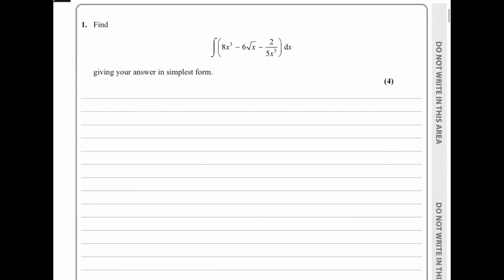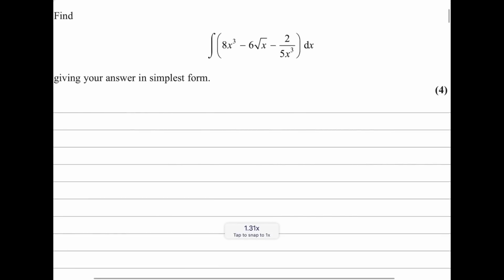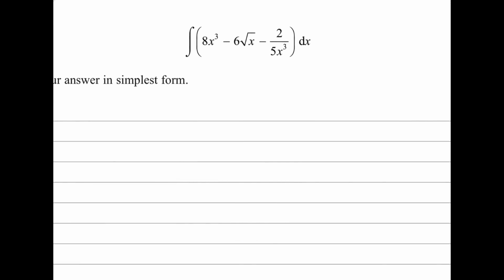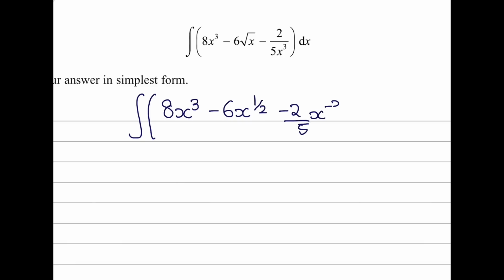Alright, the first question is an integration question. It says find the integral of 8x cubed minus 6 root x minus 2 over 5x cubed, with respect to x. The first thing I like to do is put everything into a simple format. So 8x cubed is okay. 6 root x is minus 6 x raised to half. And then I've got minus 2 over 5 x raised to negative 3 when I bring it to the numerator, and put dx here.